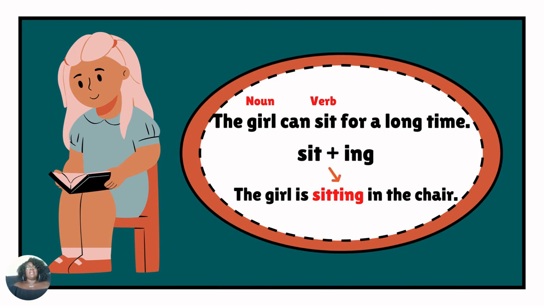Sit plus ing becomes sitting. Notice the arrow and the red word. We add another T at the end of the spelling of sit. Then we add ing. Again, I'll have a lesson explaining why some words you have to double the consonants before adding ing. The girl is sitting in the chair. Sitting is the action verb showing physical movement. Next word.